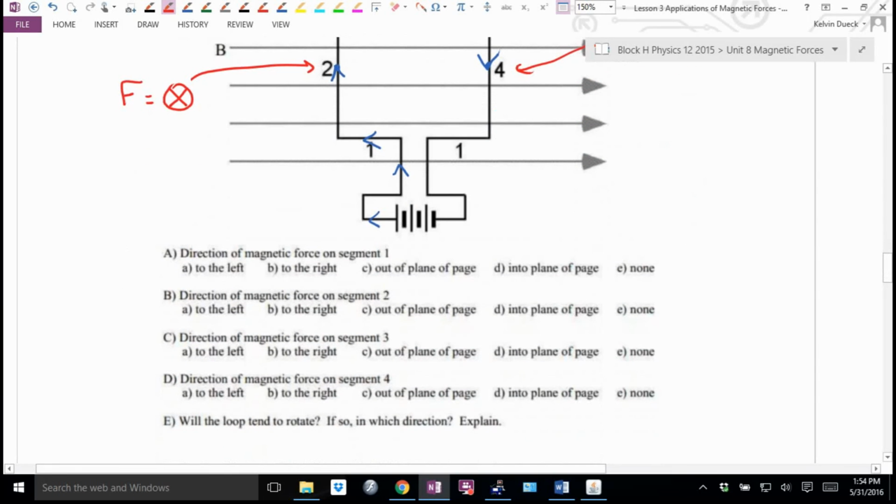Okay? So, direction of magnetic force on segment 1, none. Segment 2, what did we say the direction of the force was? Into the page. Segment 3, none. Segment 4, will it rotate? Yes, but only for a split second.